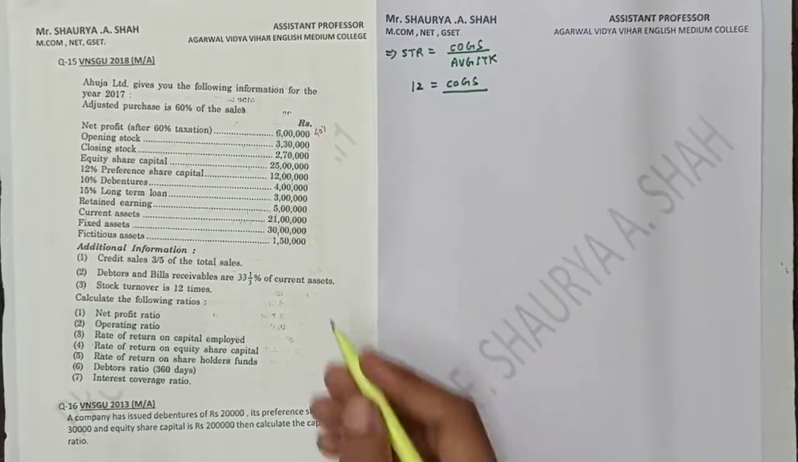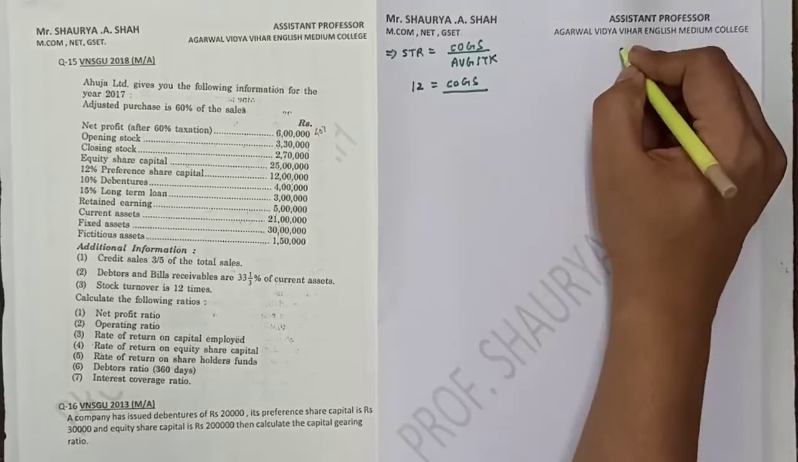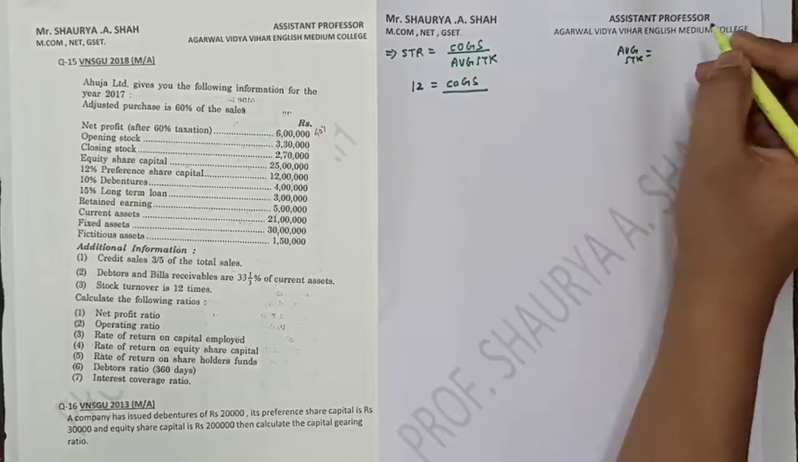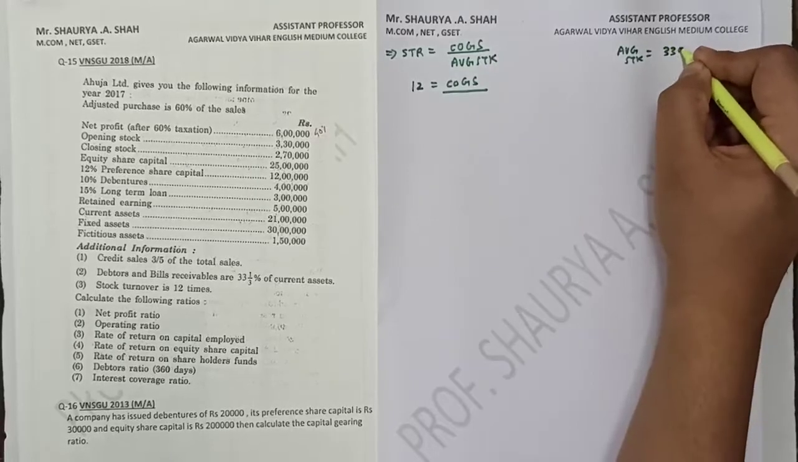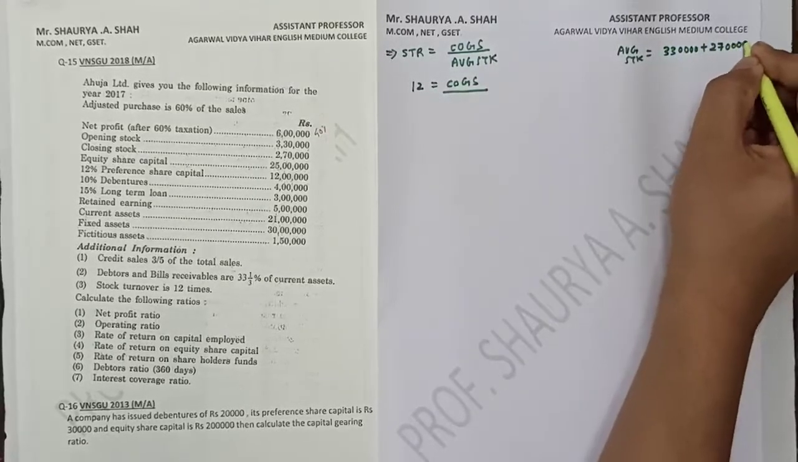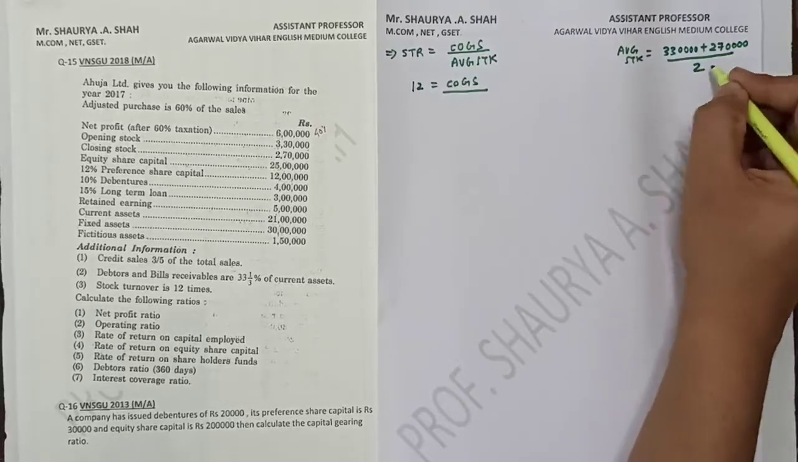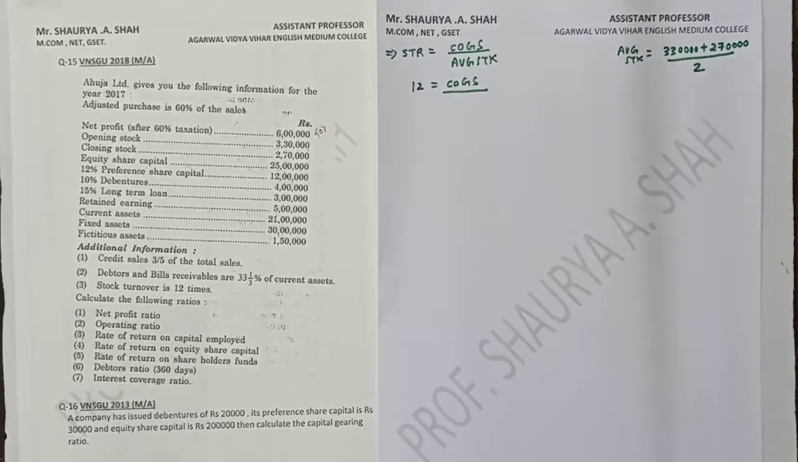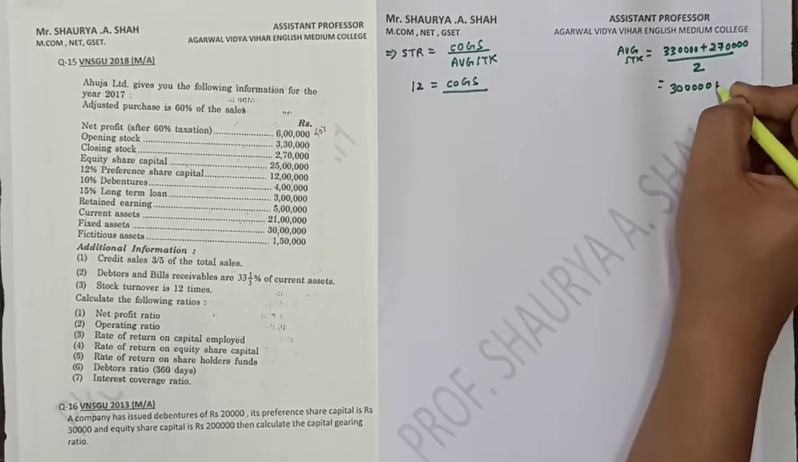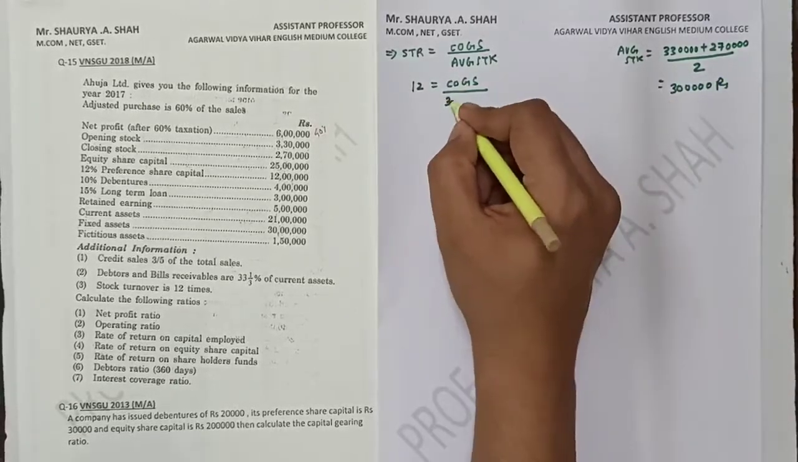Average stock I can find out, opening plus closing. So I'm just doing it in working. This is all working we are doing. Average stock is equals to 3,30,000 plus 2,70,000 divided by 2, right? So what is the answer you all are getting? 3,30,000 plus 2,70,000 divided by 2. So the answer I am getting is 3 lakh rupees is my average stock. So I'll put up 3 lakh here.